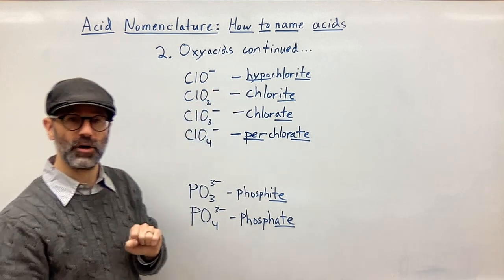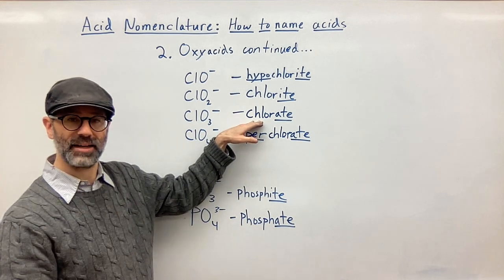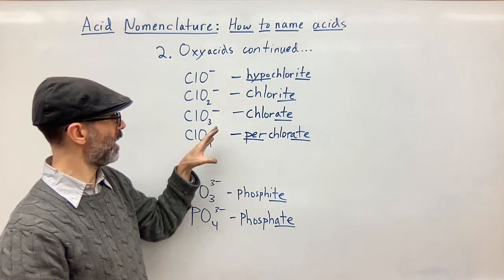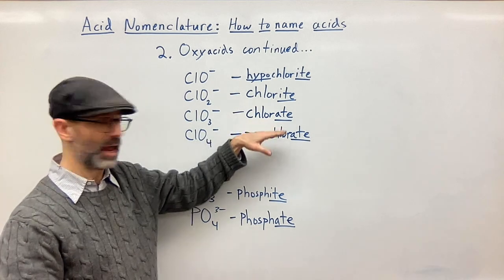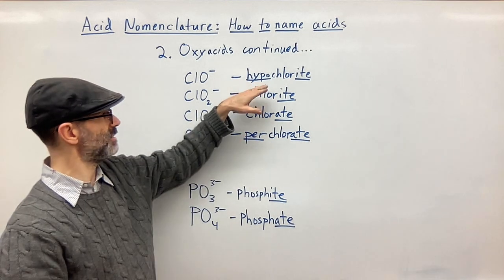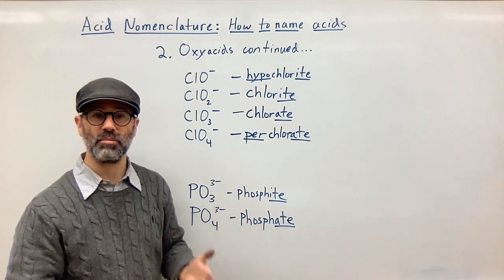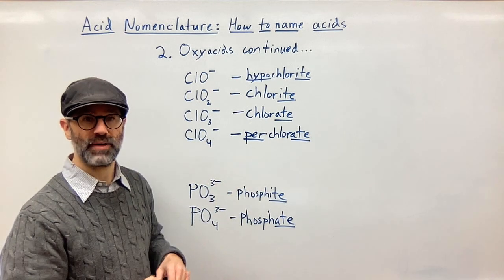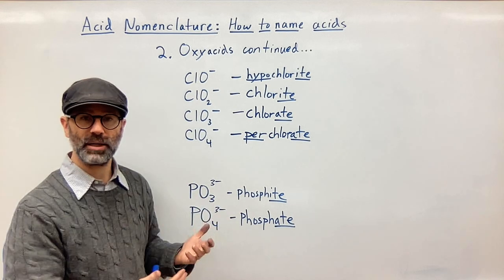First name the middle 2. The one with more oxygens has ATE. The one with less oxygens has ITE. And then if you have the other 2, the one that has more oxygens than your chlorate, or your ATE ion, is going to have a per in front of it. And the one that has less oxygens than your ITE is going to have a hypo in front of it. And that's how you name your polyatomic ions when you have different numbers of oxygens. Okay, so that's a good review of your naming the polyatomic ions.